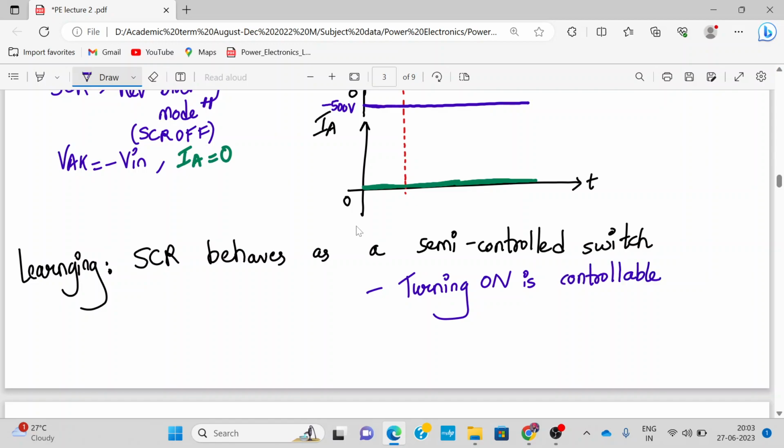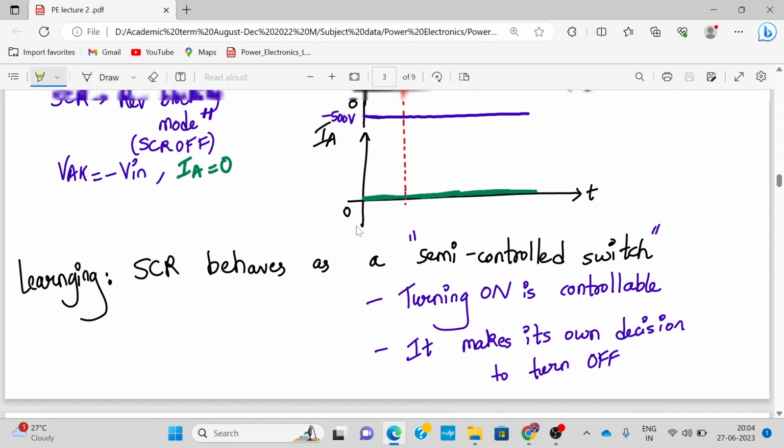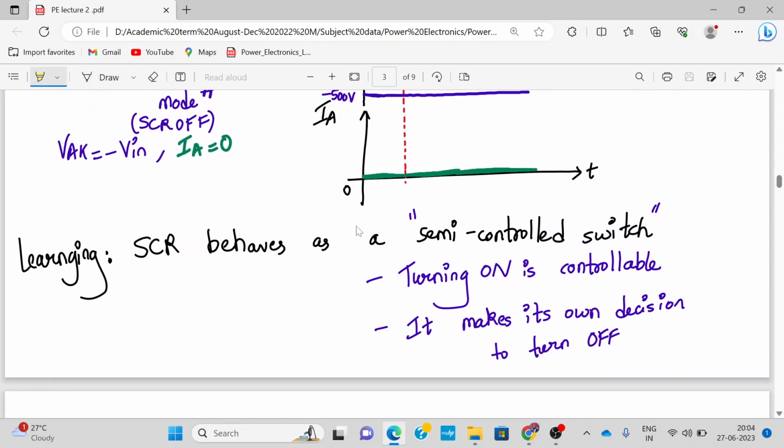We'll see about that. Its turning off is not controllable, so it makes its own decision, just like a diode, to turn off. So we can say turning off of SCR is uncontrollable. That's why it's called a semi-controlled switch. Turning on is controllable, but turning off of SCR is very, very difficult. Obviously it will turn off on its own once the condition is met. So that's the learning from the above discussion we had for a few minutes before.